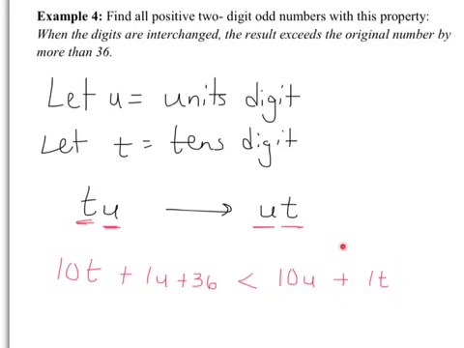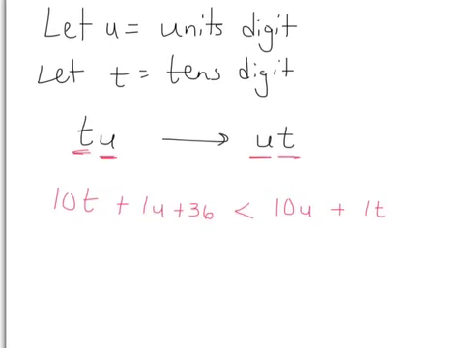But we know that the result of switching exceeds the original by how much? By 36. So for a problem like this, we have an open sentence that happens to be an inequality. So let's start combining like terms.